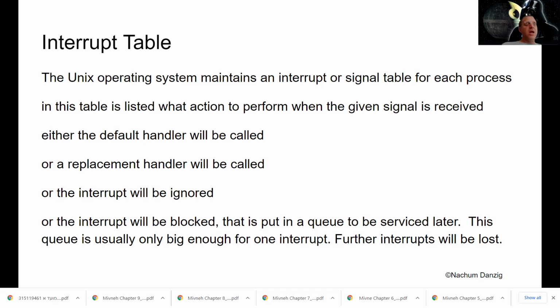Maybe I said, you know what, when such and such signal comes, don't do what it says in that table, do another function, do another action. Or the third possibility is I just ignore the signal. I could just say that when signal number 17 comes, ignore it. I don't care about that signal. Or the interrupt will be blocked, that is, put in a queue to be serviced later. So ignore means I just throw it away. Blocked means I wait. I don't deal with it right now. I put it in the queue.